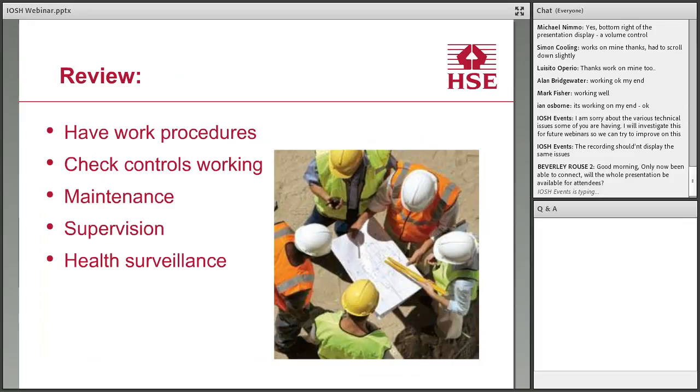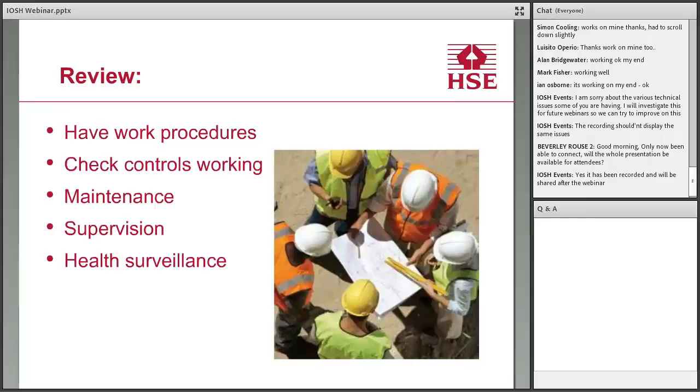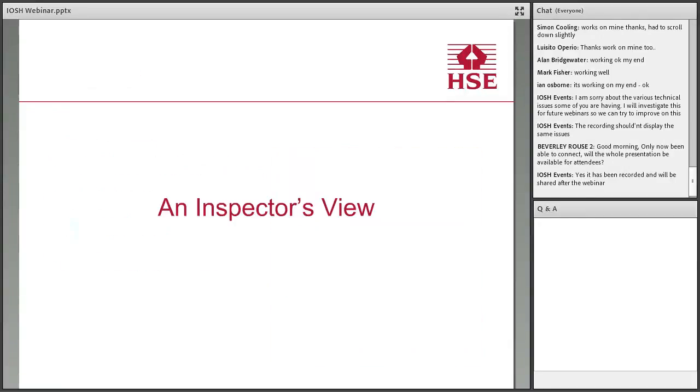And lastly is reviewing. You'll be familiar with, for all of these, having work procedures, maintenance, supervision, health surveillance, things like that. So I'm not going to go into that in detail, but they're just the standard things you'd expect from any kind of safety management system. So those are the dust control systems we advocate.